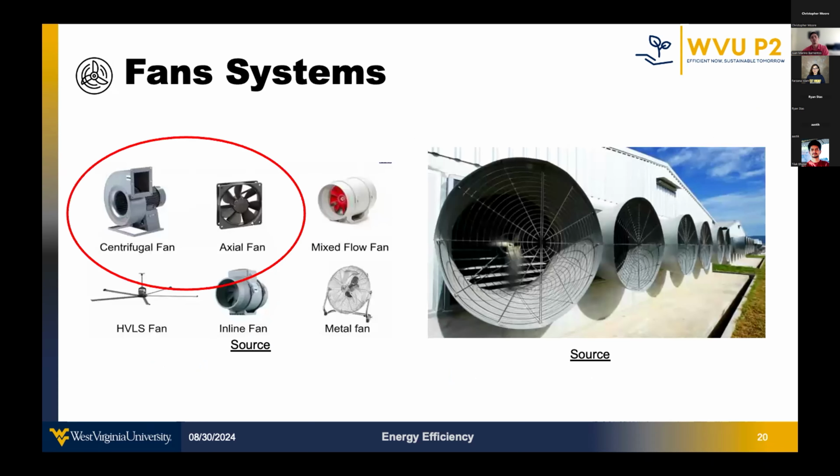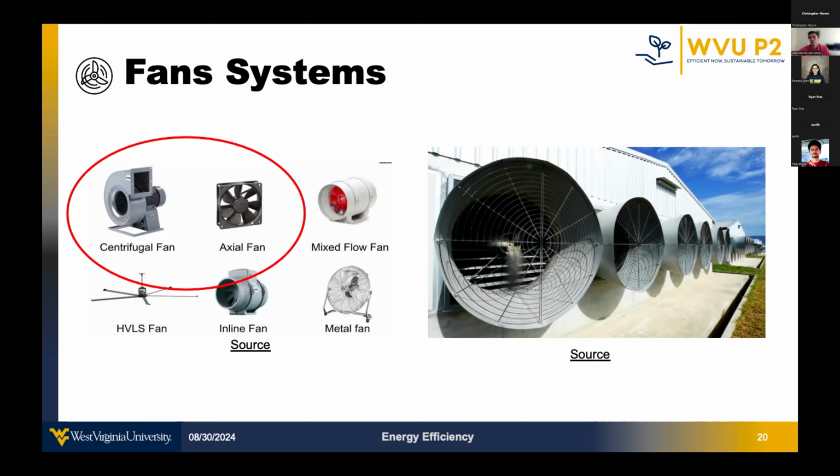Now, the next industrial system to be discussed is fans. Fans are a crucial component in industrial processes, particularly for ventilation and cooling. Among the various types of fans, as you can see in this picture, you have mixed flow fans, inline fans, and others. The two most efficient ones out of these are the centrifugal fans and the axial fans. So let's focus on these two for a minute.